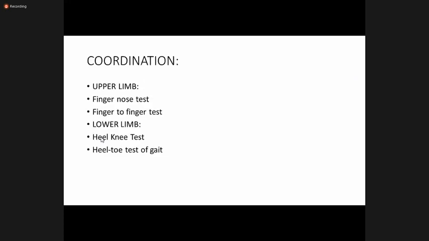And you must check the coordination in the upper limb. In the upper limb, you should give the command to the patient: the finger nose test, finger to finger test. In the lower limbs, the heel knee test and heel toe test. So these are the tests you will perform for coordination, and you also check the gait as well.